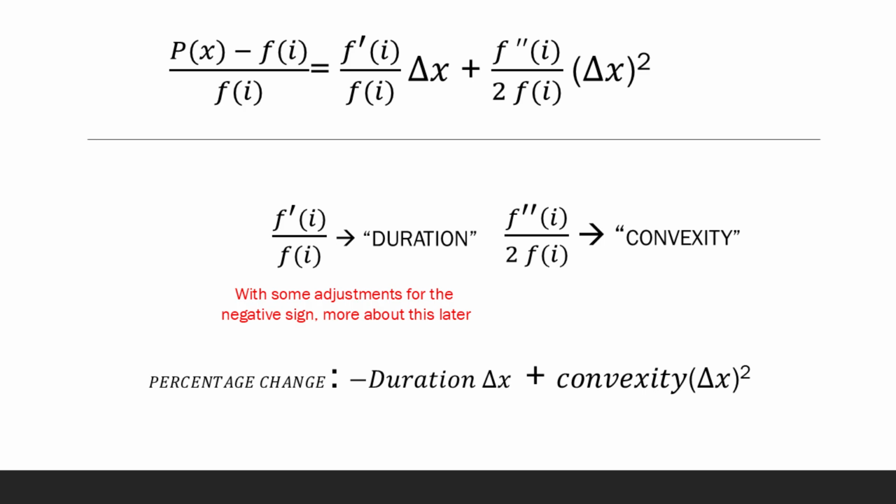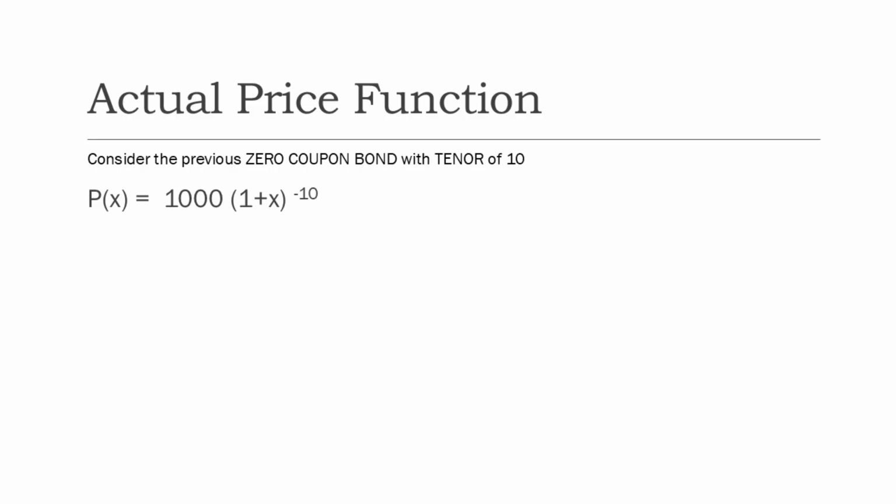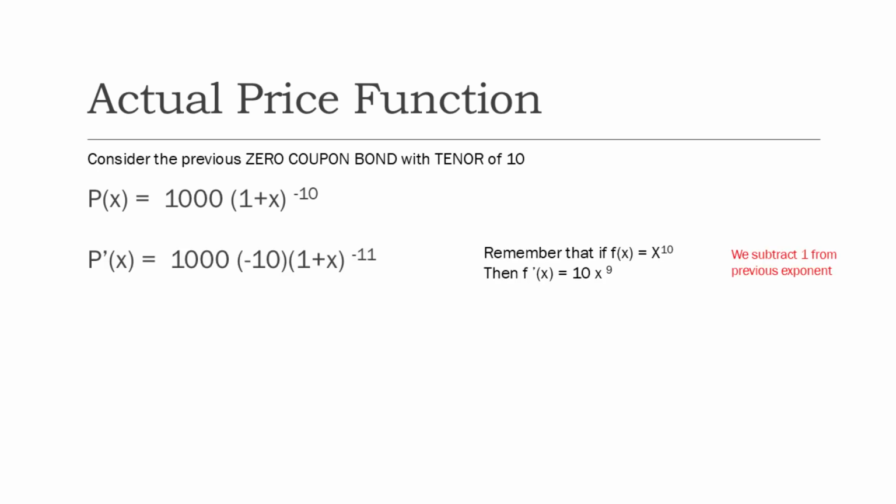Now, let's take a look at the actual price function of the zero coupon bond. So P of x is equal to 1000 times (1 plus x) raised to the power negative 10. Then the first derivative is going to be 1000 times negative 10 times (1 plus x) raised to the power negative 11. Remember that if you're getting f of x is equal to x raised to the power 10, then the first derivative is going to be 10x raised to the power 9. So the power will go down and then you subtract 1 from the exponent. And that's why we have this number over here.